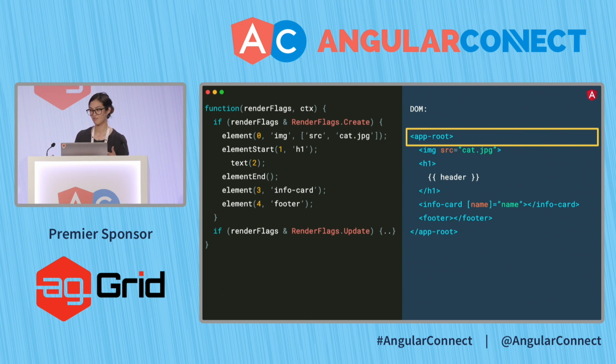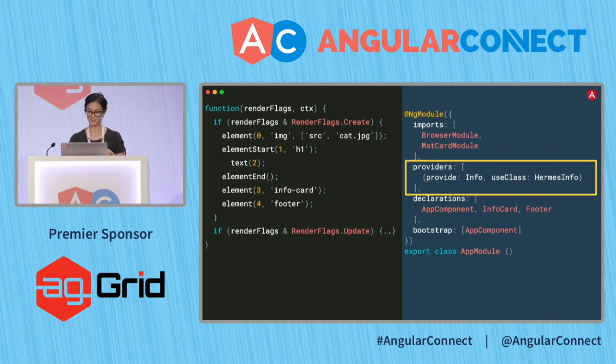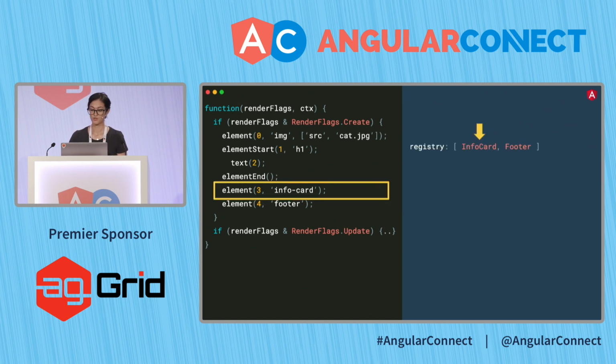Did the app component provide info service? No, it didn't. So that's when we fall back to the module injector, take a look to see if it's been provided, and it has, so we're very happy. And we can correctly create the info card directive with the info card service, or I think it's just called info.